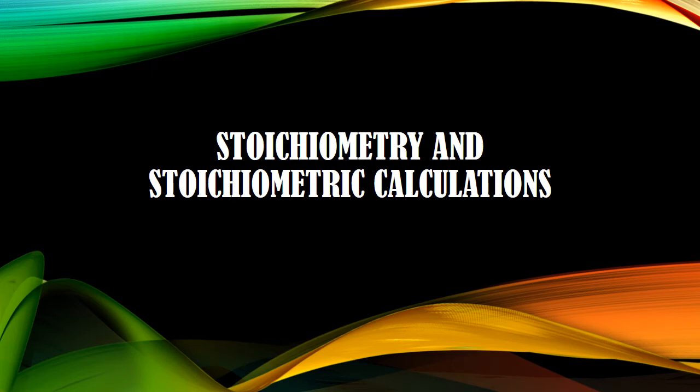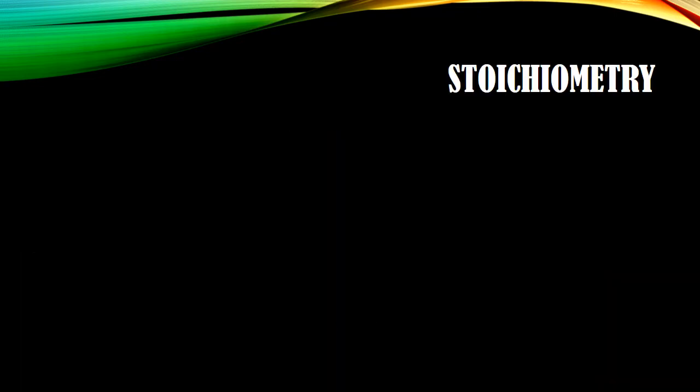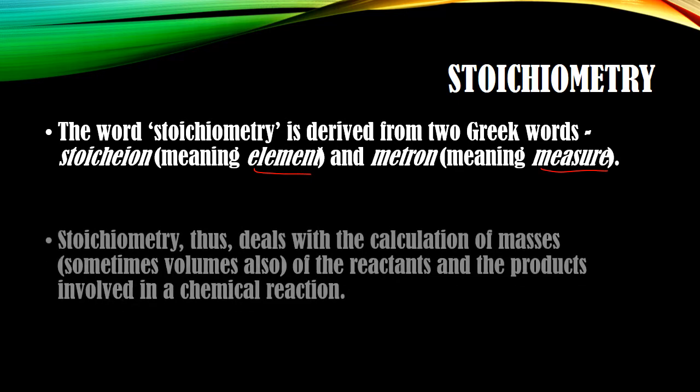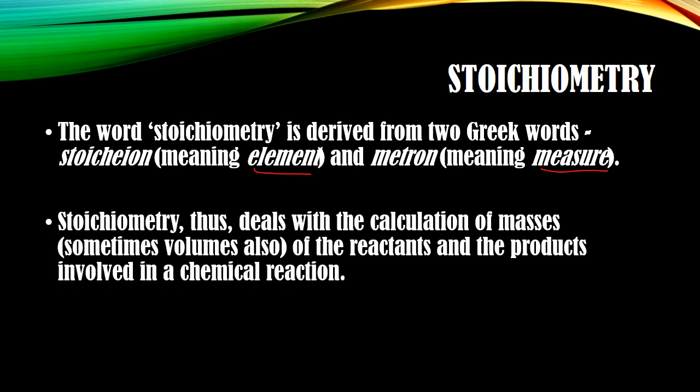Our topic for this video is stoichiometry and stoichiometric calculations. Stoichiometry, the word, is derived from two Greek words, stoicheion and metron, which mean element and measure, respectively. So under stoichiometry, what we do is we calculate the masses of reactants and products. So in a chemical reaction, we calculate the masses, and sometimes we may have to calculate the volumes if the reactants and products are in gaseous state.